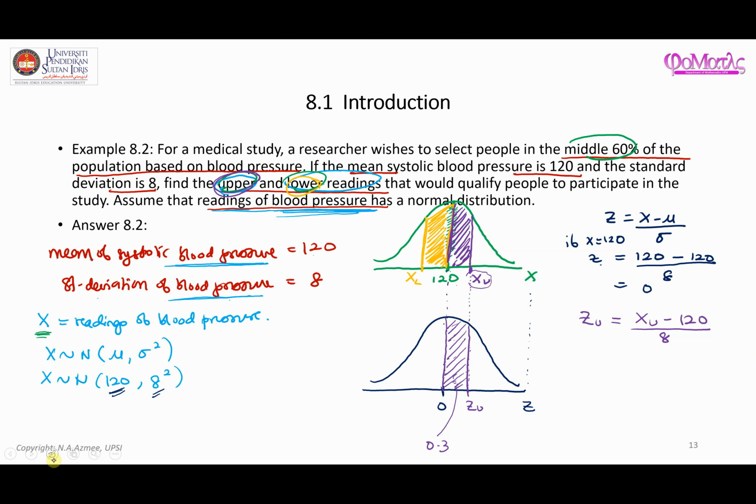Therefore, based on the table here, this one is 0.84. And I'm going to use this result and apply it on this formula right here. So 0.84 is equal to XU minus 120 over 8. Therefore, you should be able to get XU equal to 0.84 times 8 plus 120, which is 126.72.